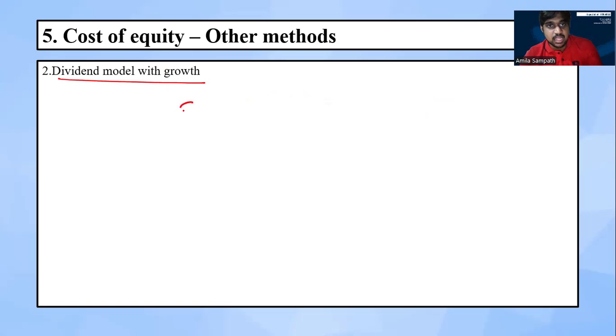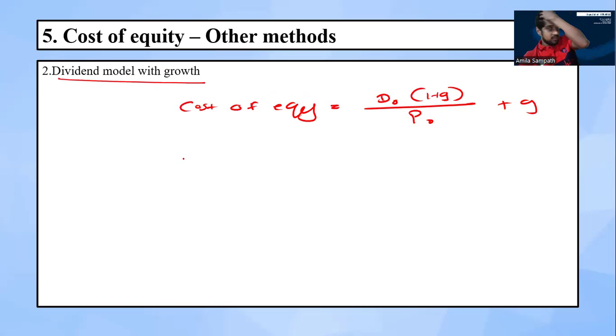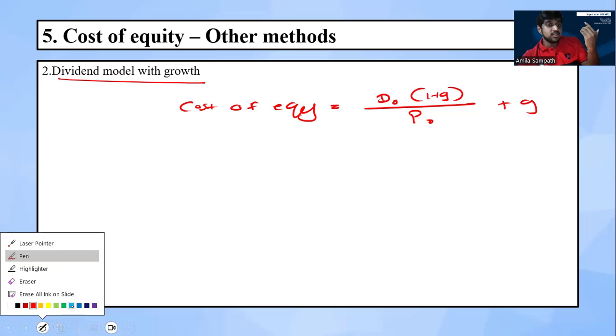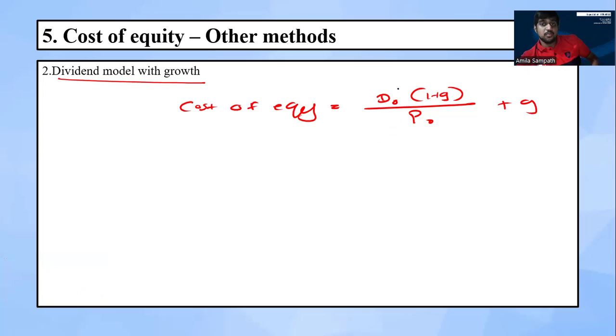For that purpose, we can calculate cost of equity equal to D0 multiplied by (1 plus G), divided by P0, plus G. Using this formula, we can calculate the cost of equity if the company pays a dividend and this dividend will grow. D0 means the current year dividend paid, multiplied by 1 plus G, where G means the dividend growth rate, divided by P0, the current market price, plus G. Then we get the cost of equity using the dividend growth model.